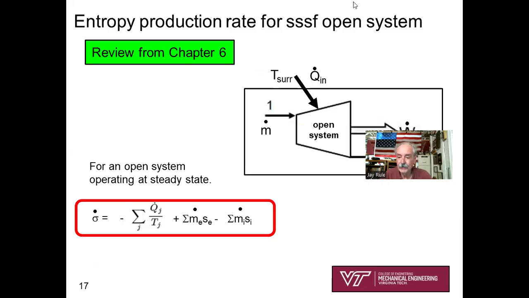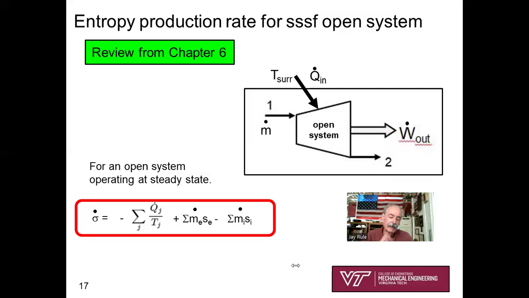Okay, we've done the undergraduate level analysis. Now what we want to do is study entropy production rate and compare the results. So let's look at a generic steady state, steady flow open system. It doesn't have to be a turbine. It can be any open system. I just picked this picture, okay?